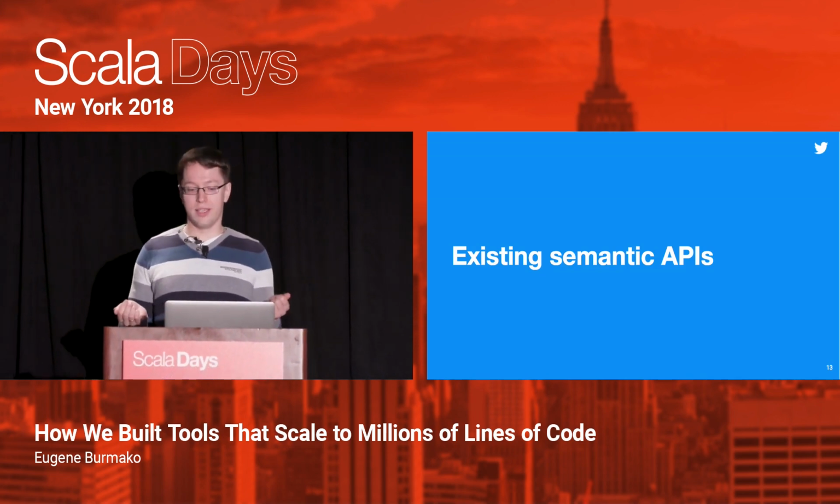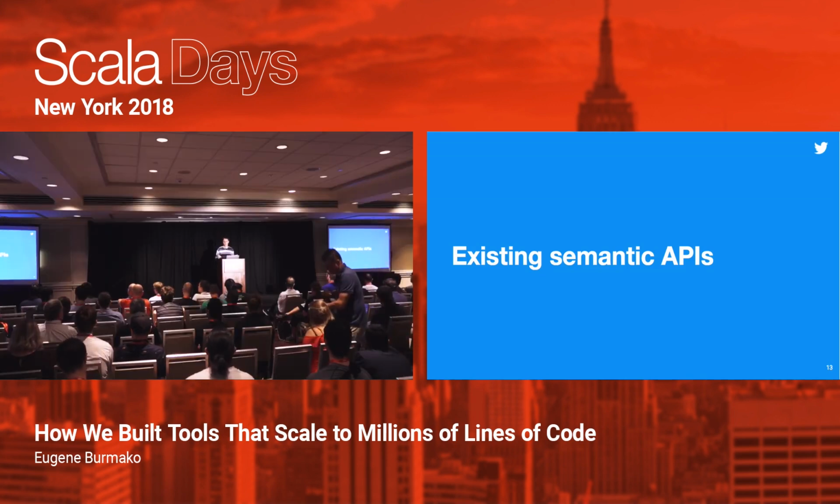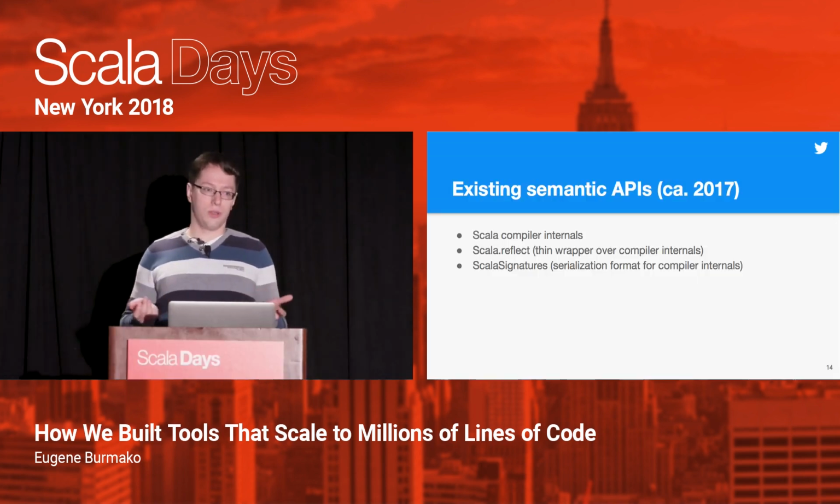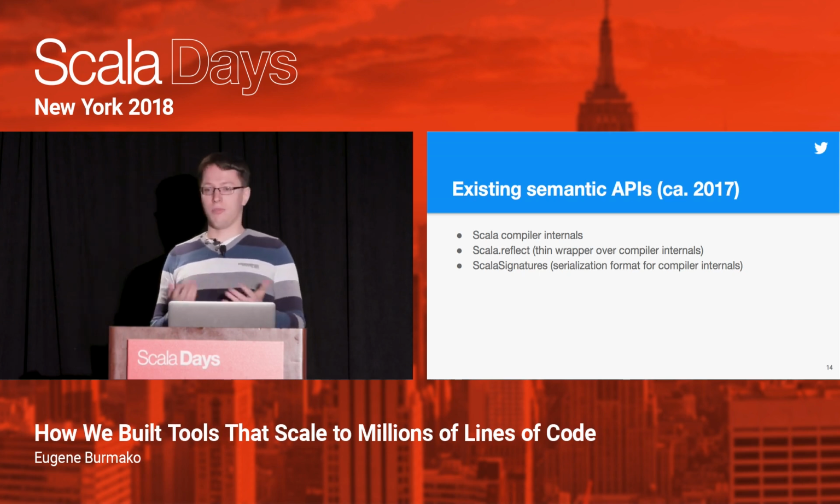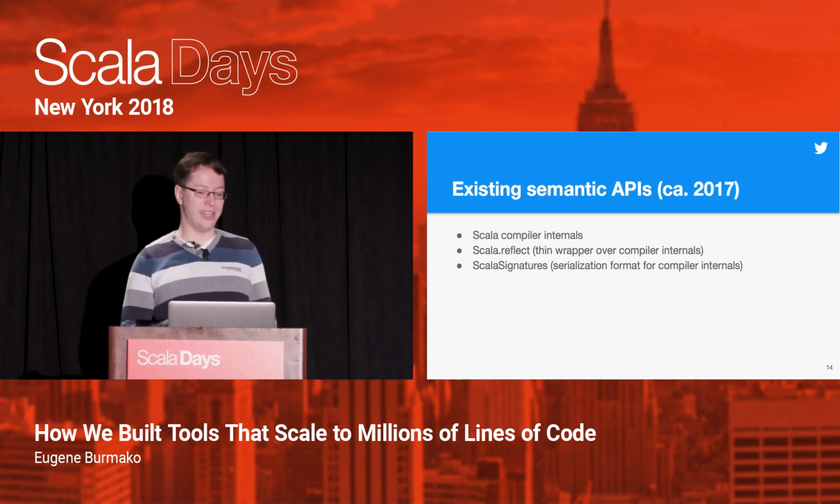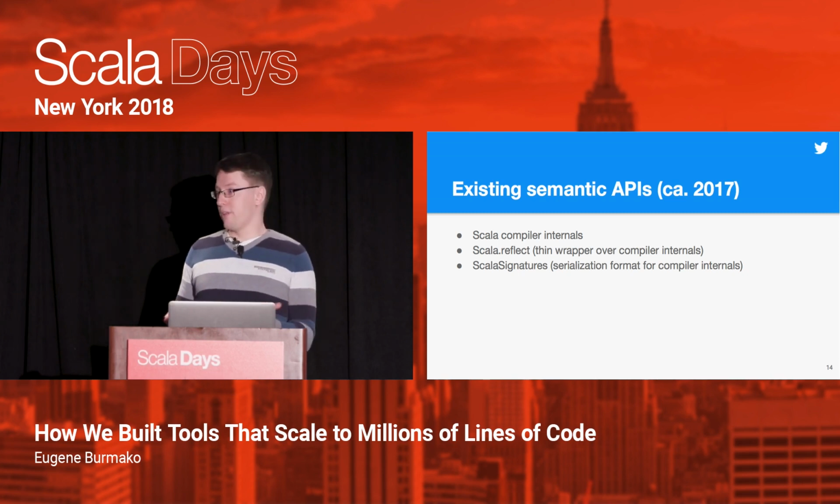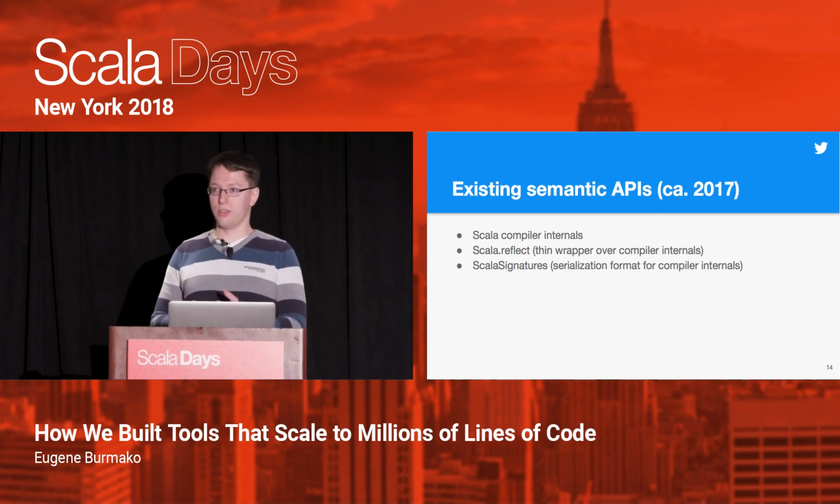OK, so how do you go about building semantic tools? Well, a good idea would be to take existing semantic APIs, something that compilers are good at, and just use them out of the box. So back then, when we were considering this project of improving our tools, there were basically three choices: compiler internals, compiler internals light, aka Scala Reflect, and compiler internals extra light, aka Scala signatures. So that's definitely lots of code, which has been battle tested for over a decade. That's pretty solid. But unfortunately, when we considered it, we decided to go with something else.